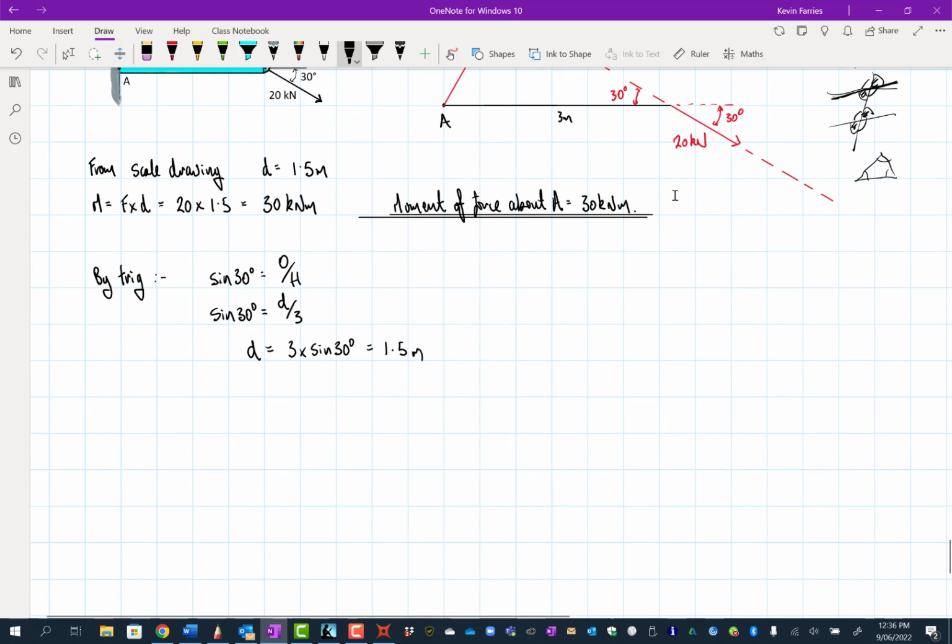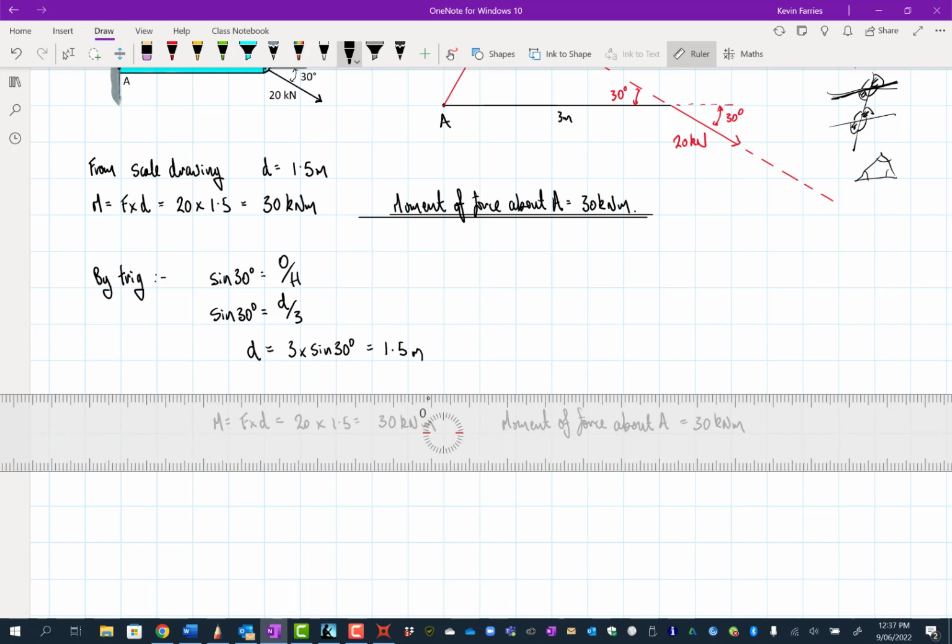So then we can use M is equal to force times lever arm. Lever arm is the shortest distance to the line of action. So that is equal to 20 times 1.5, which is equal to 30 kilonewton meters. We would write our answer: moment of force about A equals 30 kilonewton meters.